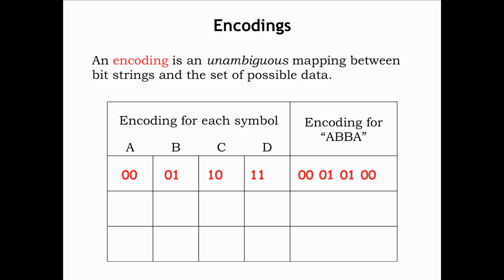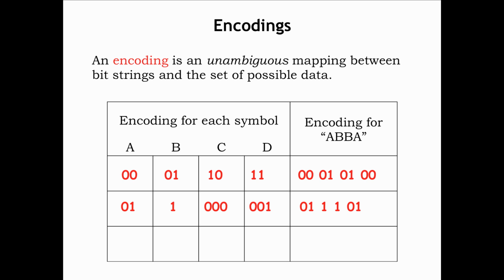We can also use bit strings of different lengths to encode symbols. This is called a variable length encoding. So A could be 01, B 1, C 000, and D 001. ABBA would be encoded as 01, 1, 1, 01.